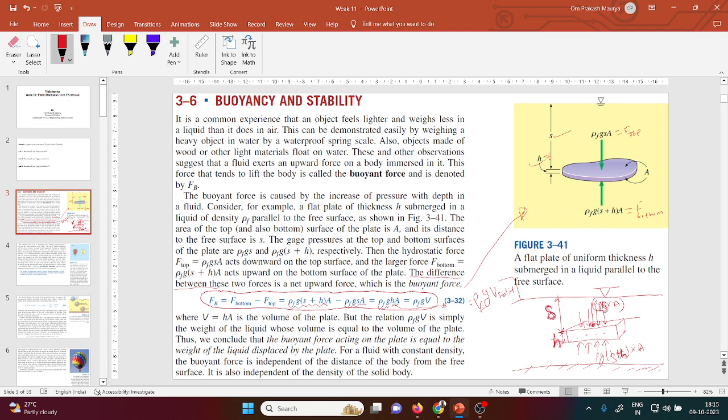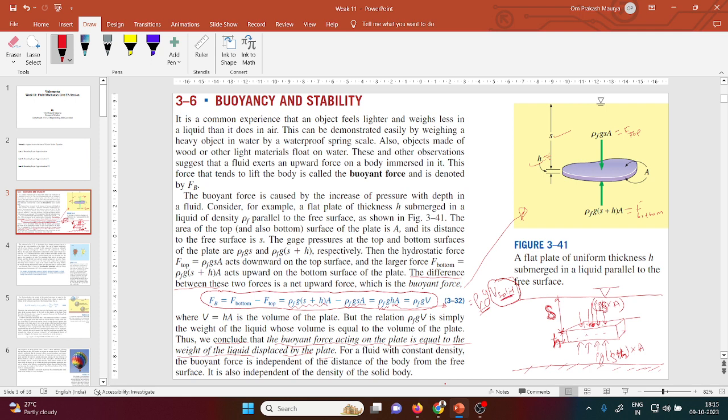So now this is a very important concept. The conclusion is that the buoyant force acting on the plate is equal to the weight of liquid displaced by the volume displaced by the plate. So why does the plate come in? Because in the expression of the buoyant force, the volume of solid is here, so that's why. How much weight of the fluid will be displaced by a volume?